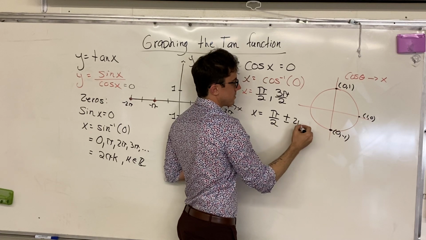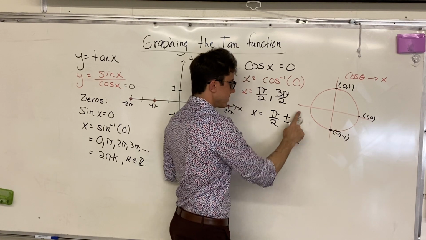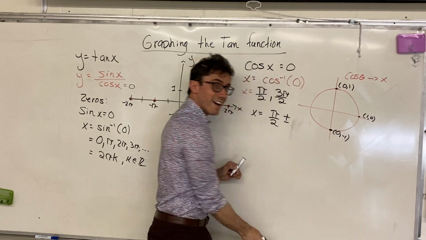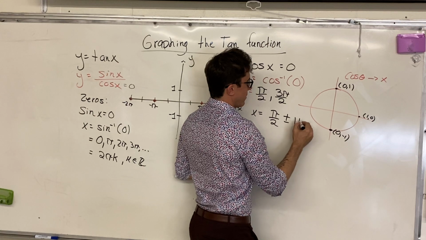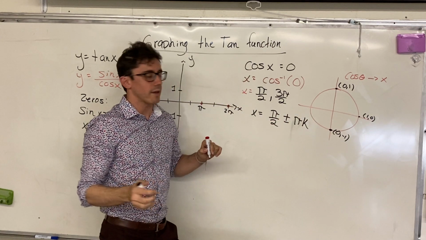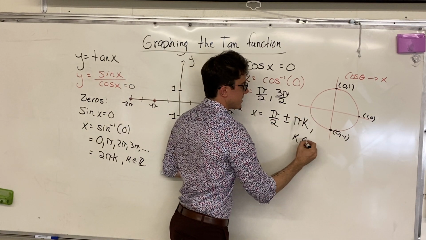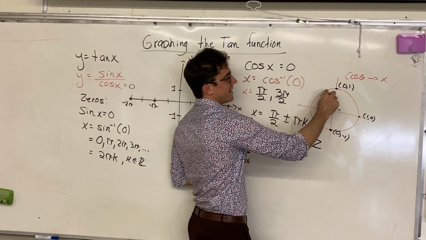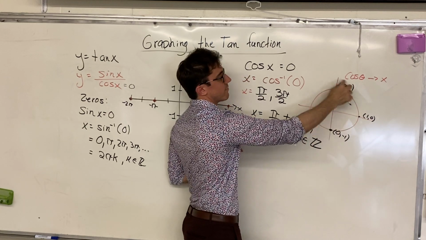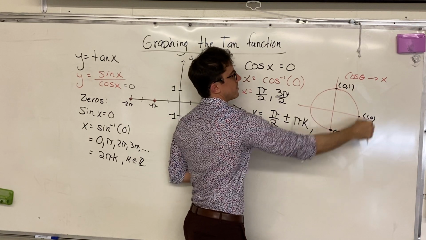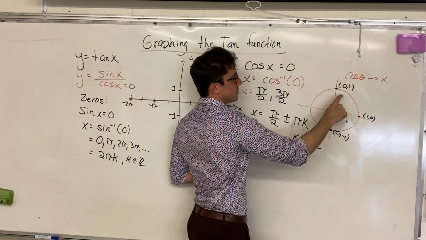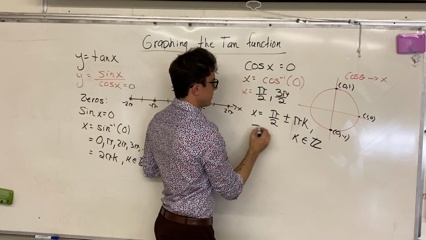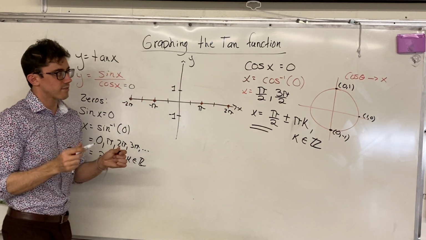plus or minus pi times k, okay? Where k is any element of the set of integers. Because again, any k multiple of pi, remember pi is only half a circle, so any k multiple of pi brings us to solutions where cos of theta is equal to 0. And so here are our solutions for cos of x is equal to 0.